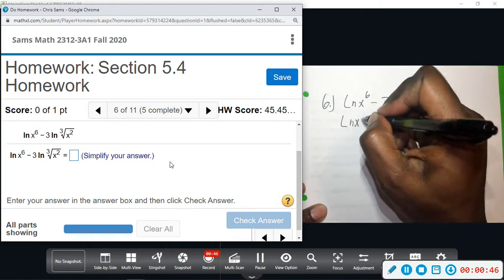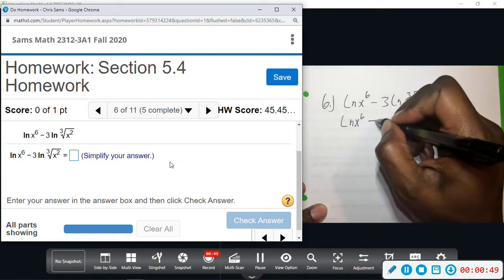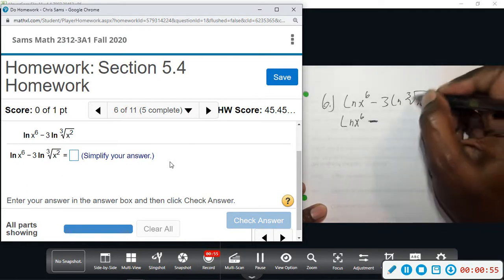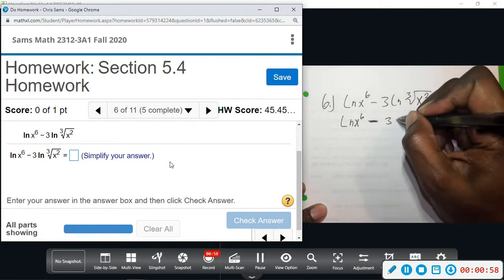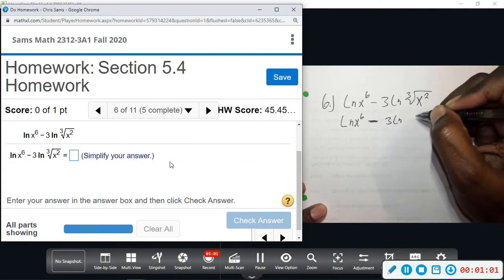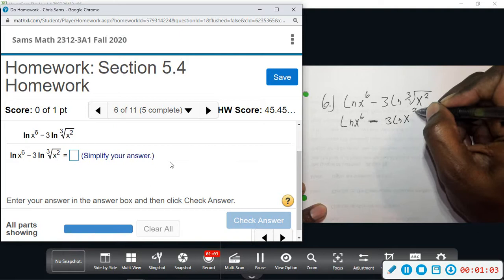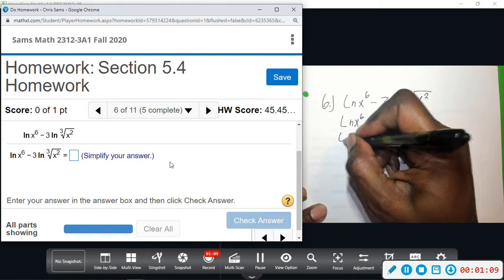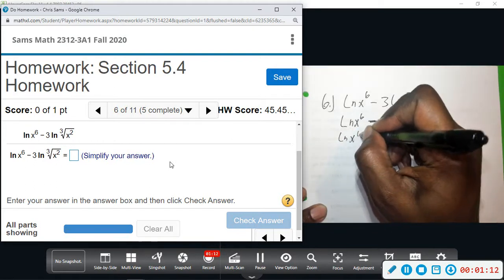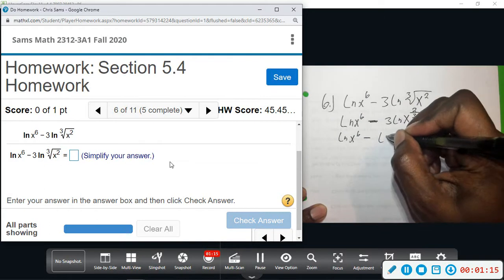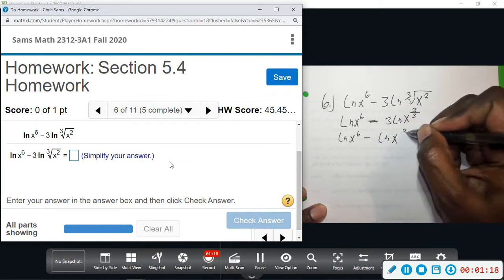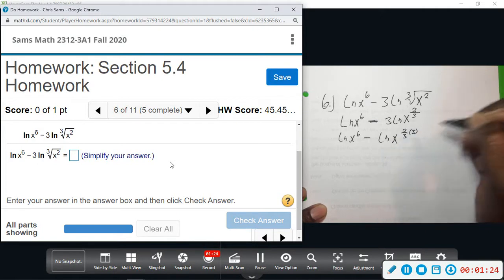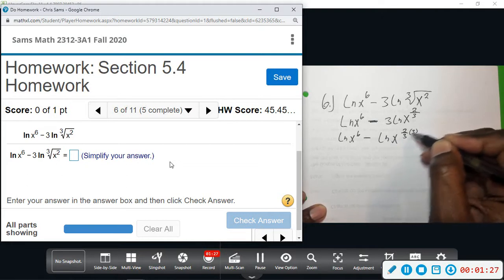So ln x to the 6 is going to stay for now, and this is a minus. I'm going to first convert the root. This is 3 ln, and this will be x to the 2nd power divided by 3. That's how we evaluate that. And then we're going to bring this 3 up. ln, this will be x to the 2/3 times 3. And so this 3 is going to divide out the 3 on the bottom that's being divided.